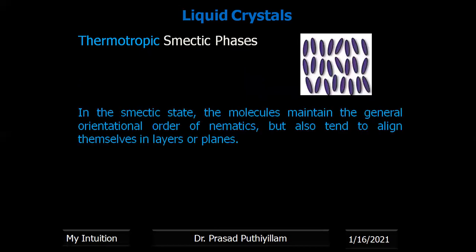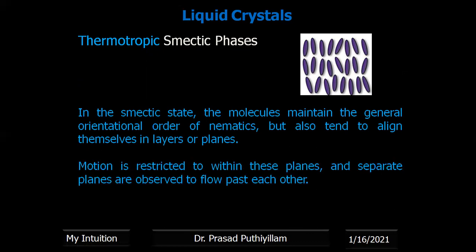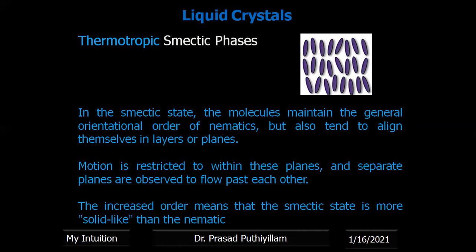In smectic liquid crystals, the molecules maintain the general orientation order of nematics, but also tend to align themselves in layers or planes. That means it has certain position order as well as orientation order compared to nematic. So the motion is restricted to within the plane, and separate planes are observed to flow past each other. That means it flows with a layered flow type behavior. That means each layer will slip over the other layer. So this increases the order, and the increase in order means that the smectic state is more solid-like than nematic.